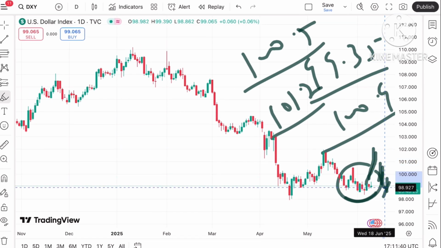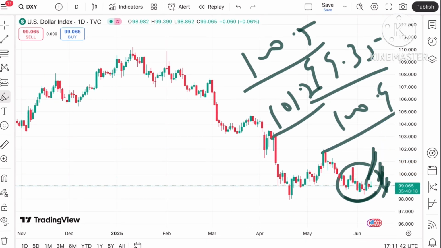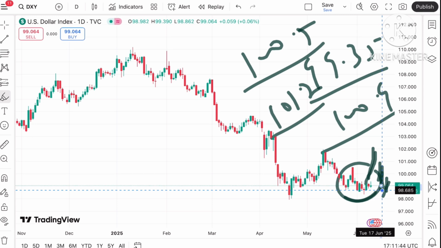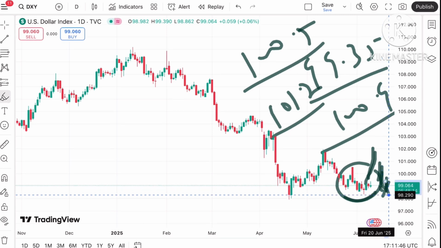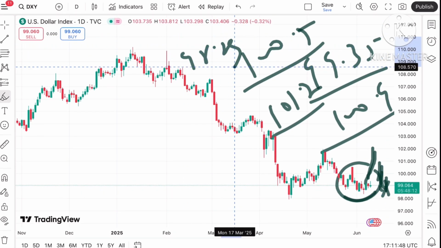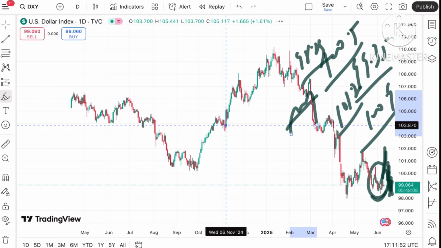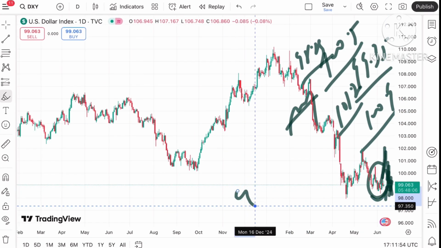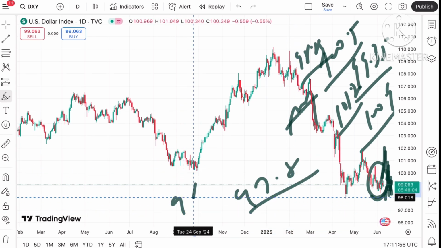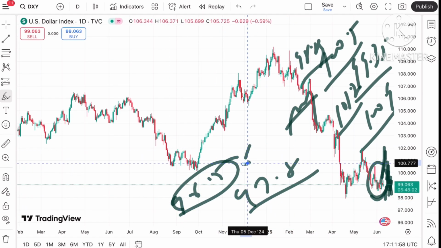But if the price doesn't sustain, it can come down again towards a level of 98.8 to a level of 98.6, and a further fall we can see towards 98.29. This level is already tested, so the price can go further low, and after that the price can touch a level of 97.8, and from there a level of 96.5 and a further fall.